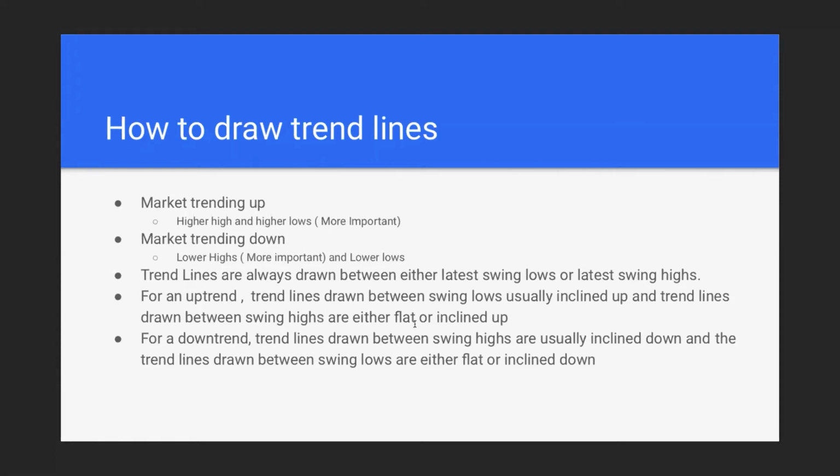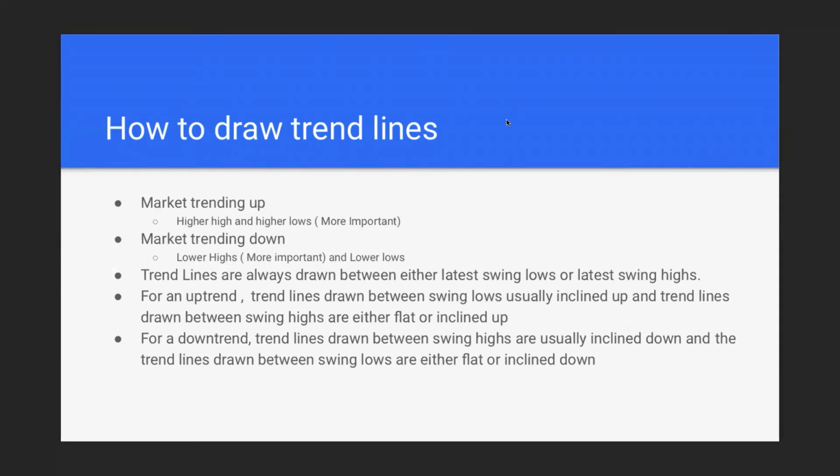And then similarly on the lower side, we call it a trough. A swing low is the lowest trough, which means it has two troughs surrounding it. That's why it is called the lowest trough. We'll look more into the charts, but I just wanted to give this. So for an uptrend, trend lines are drawn between the swing lows and usually incline up. That's what I was telling, right? Similarly, for the downtrend, this is what happened.